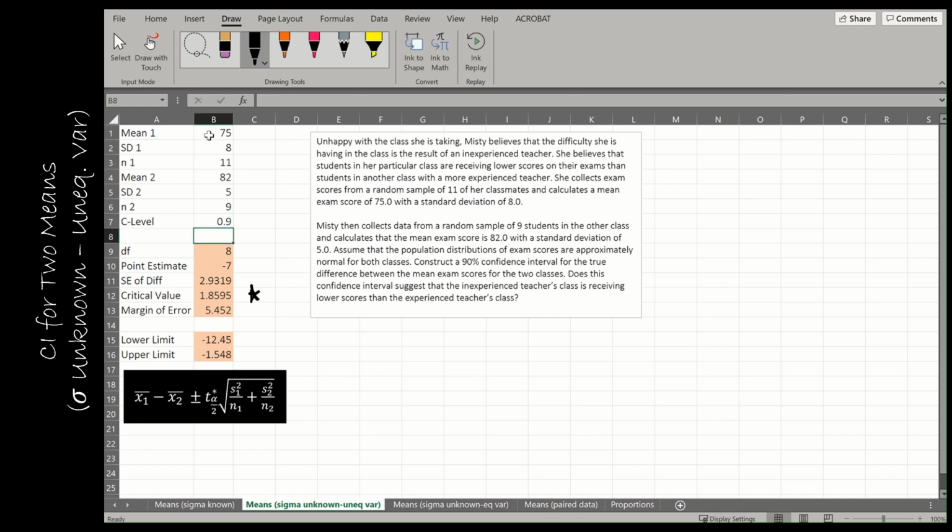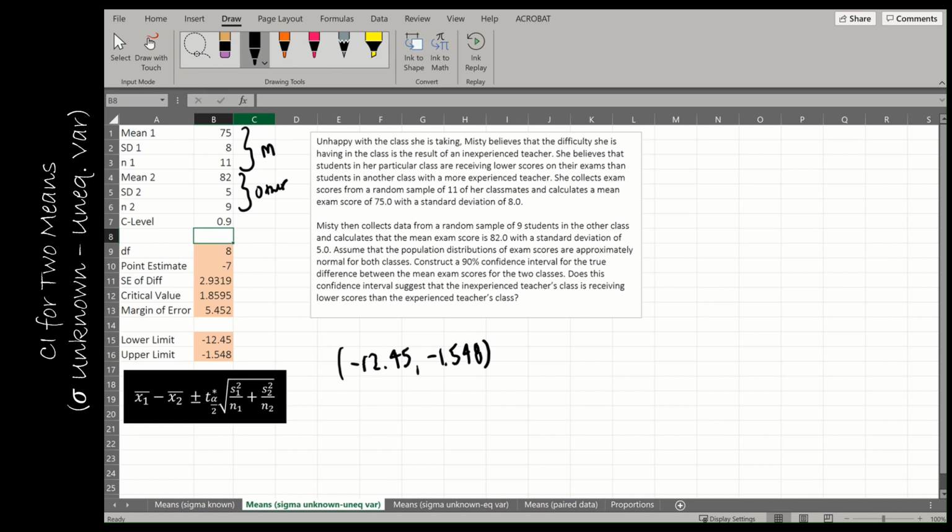So again, once you have Excel set up correctly, then you can let Excel do all of the work for you. So my result, my response to this, is that my interval goes from negative 12.45 to negative 1.548. So just like we talked about before, keep in mind this is Misty's class, and this is the other class. So what does my interval mean? You need to know how to interpret it.